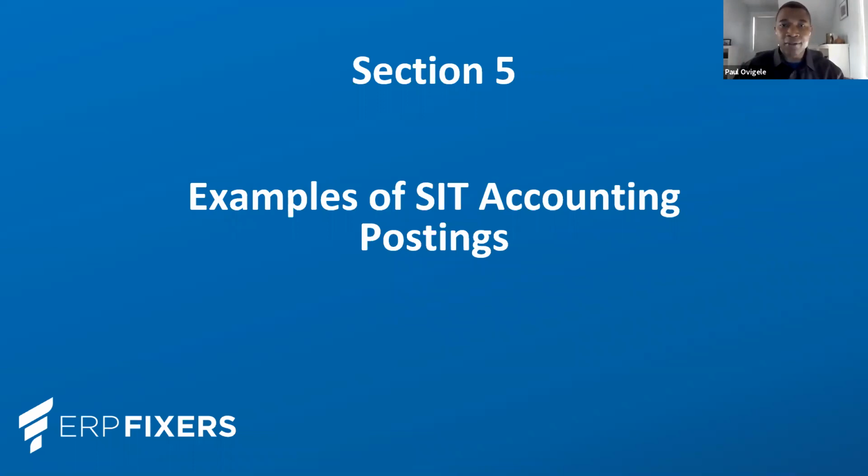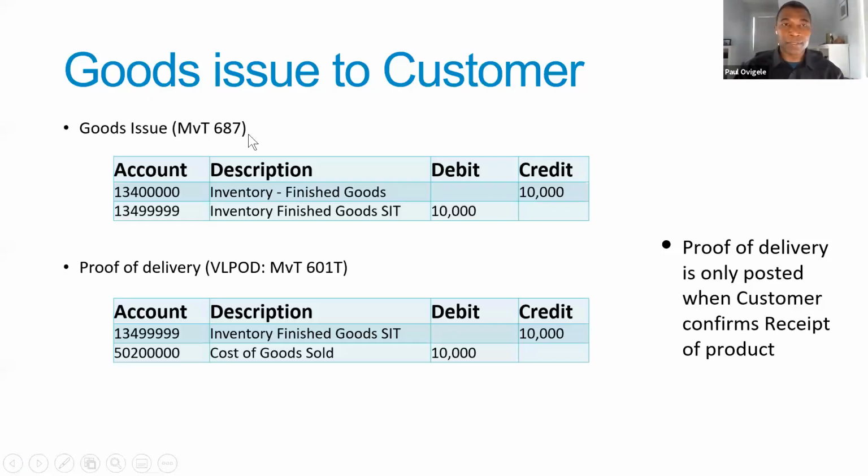So once all that's set up and logistics is set up, how does the posting look? Let's go through some of these scenarios. I'm looking at a goods issue to a customer, right? When it's an SIT related goods issue, this is a goods issue that's tied to a sales order type that's SIT specific.